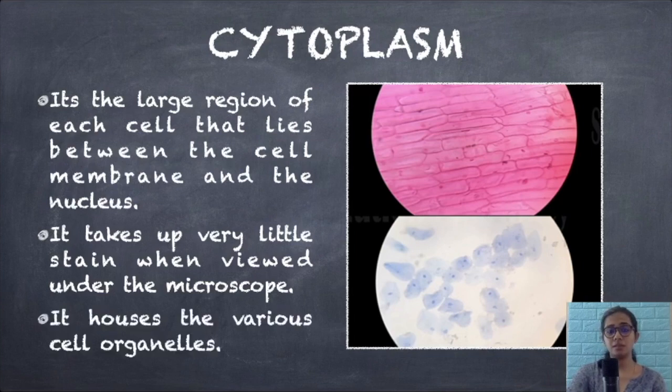What is another characteristic of the cytoplasm? It houses the various cell organelles. All these various cell organelles we'll be looking into in our next lesson. We'll start with it in our next lesson. So for now, just the nucleus and cytoplasm, right?